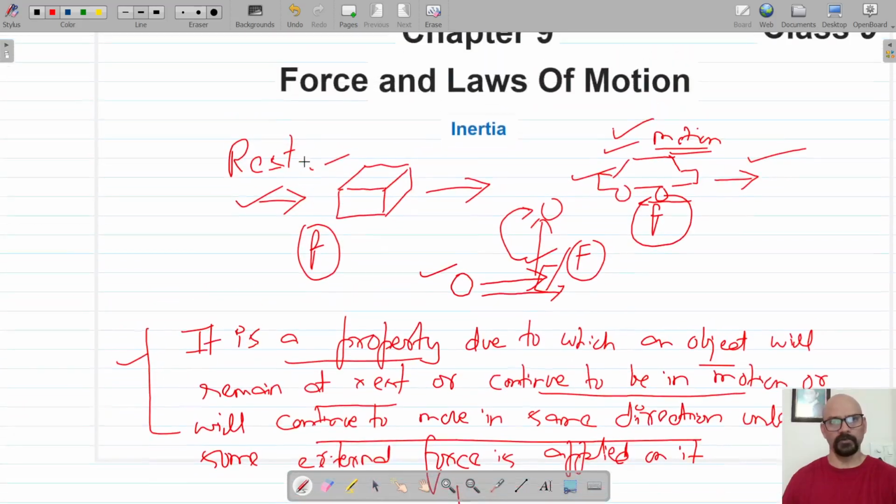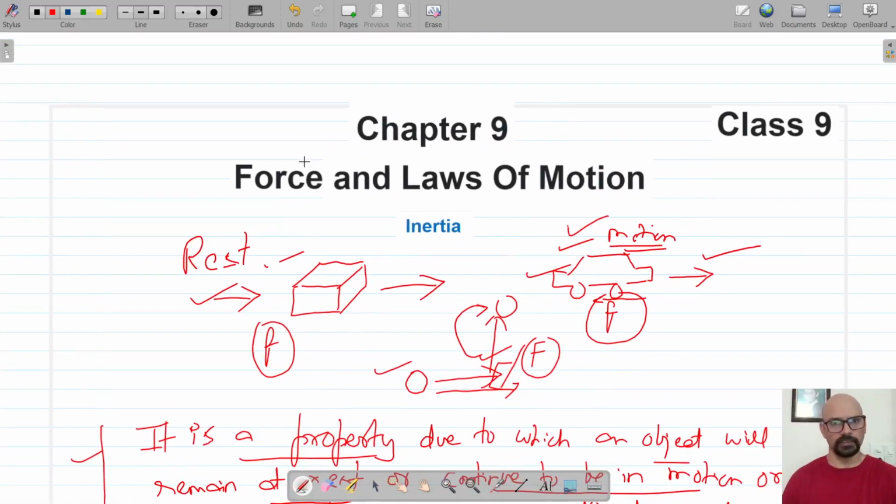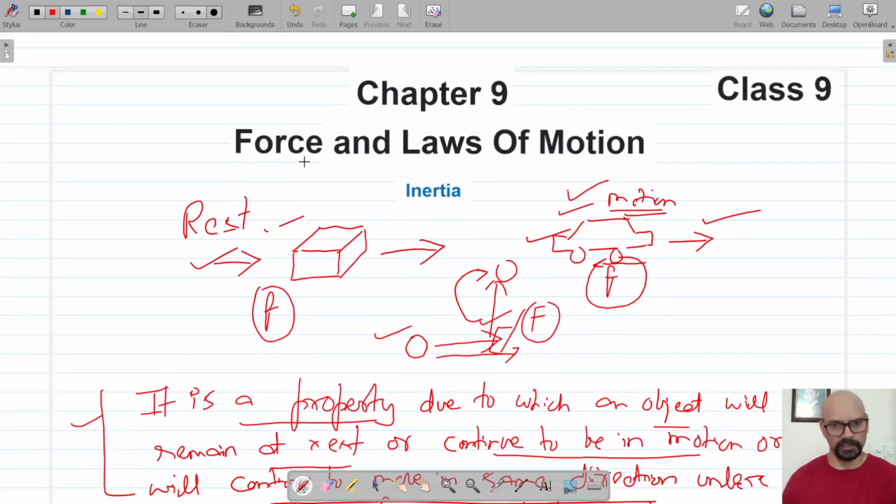With this we are done with today's topic for inertia and its types. Let's move on to the next topic.